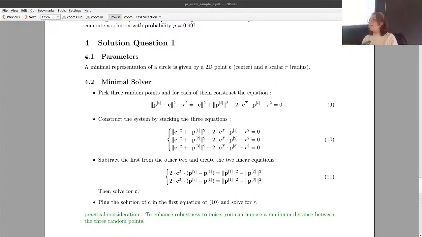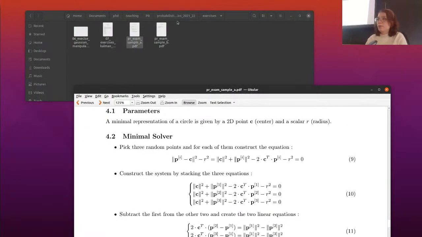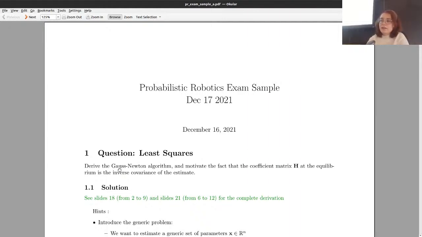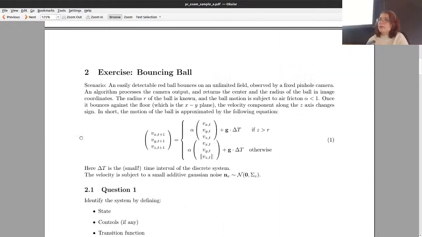It seems we are on air, so I can start with the exercises of today. Today we will see two least squares exercises from a sample of an exam of probabilistic robotics. In the folder exercises in probabilistic robotics 21-22, you will find two examples of exams. I will mostly focus on the exercises about RANSAC and least squares, but in this folder, in PR exam sample A and sample B, you also have an example of a theoretical question and an example of a filtering exercise.